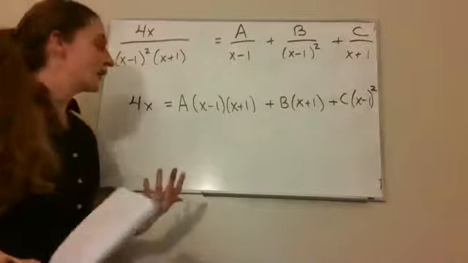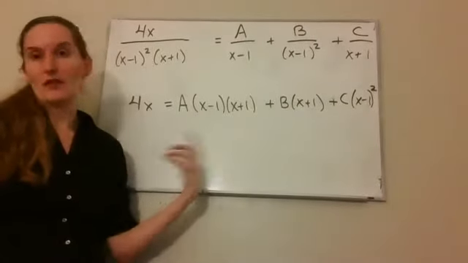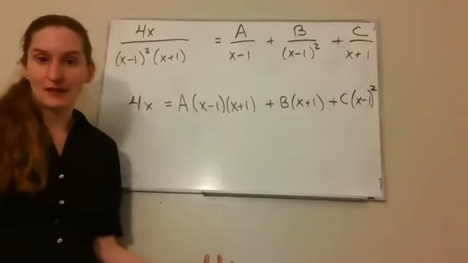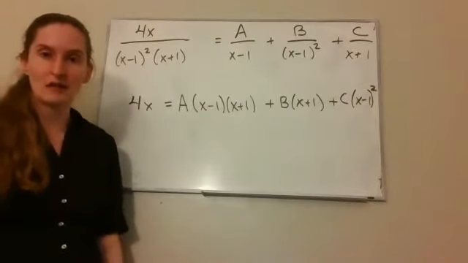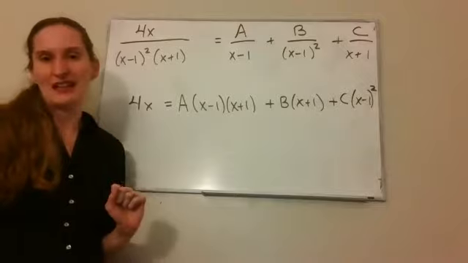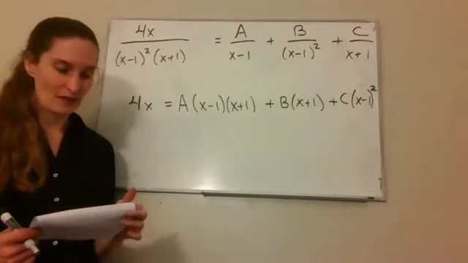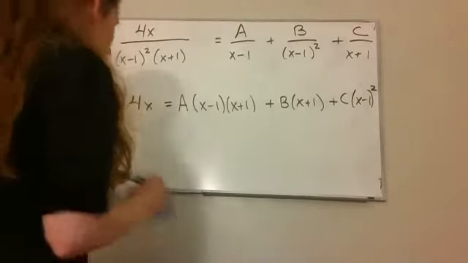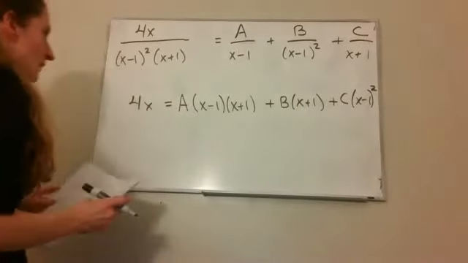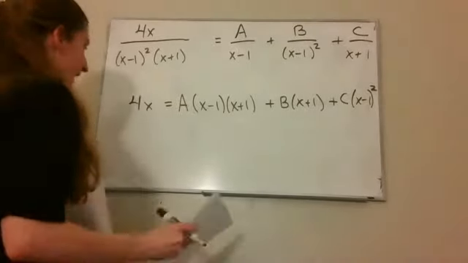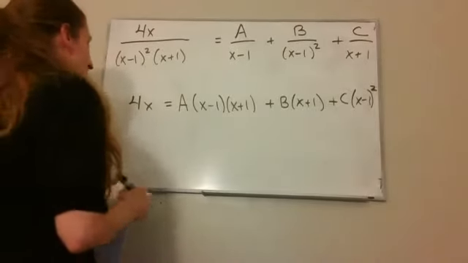And now from here, what we could do is we could distribute everything like we did in the last example and compare coefficients, setting up a system of equations. But there is actually an easier way to do some of these. So this is an equation, which means it's going to be true. So I'm going to pick some values for x that are easy to work with.